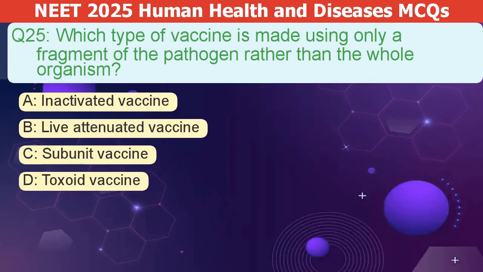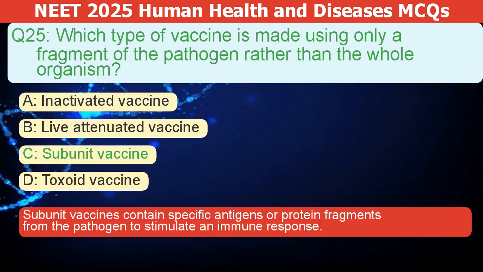Which type of vaccine uses only a part of the pathogen, not the whole thing? A. Inactivated vaccine. B. Live attenuated vaccine. C. Subunit vaccine. D. Toxoid vaccine. The correct answer is C. Subunit vaccines contain specific antigens, or protein fragments from the pathogen, to stimulate an immune response.